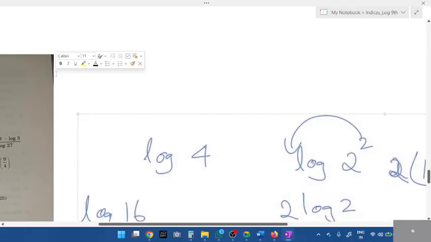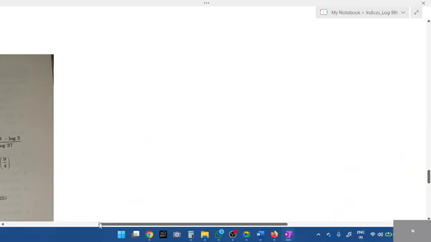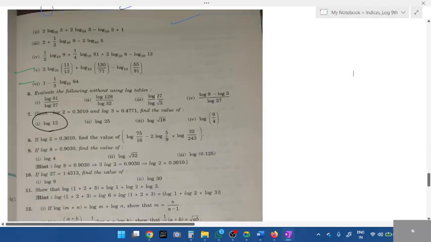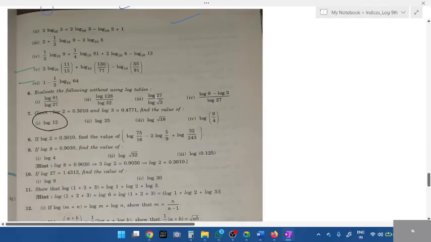Okay, if you didn't understand the basics, just go through the recording, Angel, after the class. This is exercise 7B. If you just go through the introduction class, you'll understand. Okay, if not, it would be very tough.